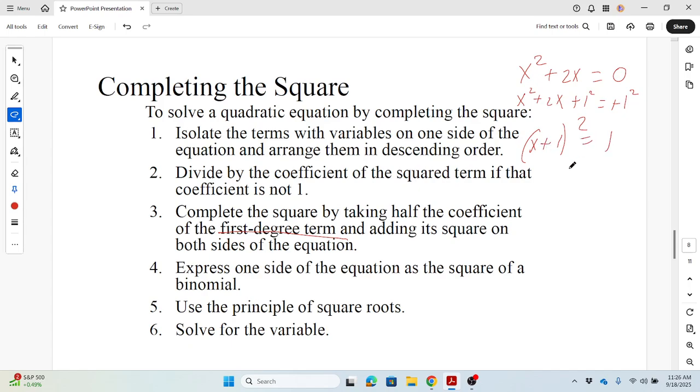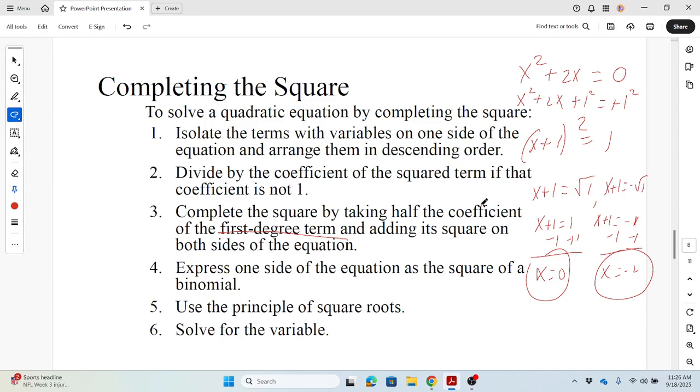This is equal to 1. Now, if the square of this expression is equal to 1, then this expression x plus 1 is supposed to be either the square root of 1 or the negative of the square root of 1. The square root of 1 is 1 itself, and the negative of the square root of 1 is negative 1. If you subtract 1, x would be 0, and here if you subtract 1, x would be negative 2. So these are the two solutions of this equation, which we can solve using this completing the square process.